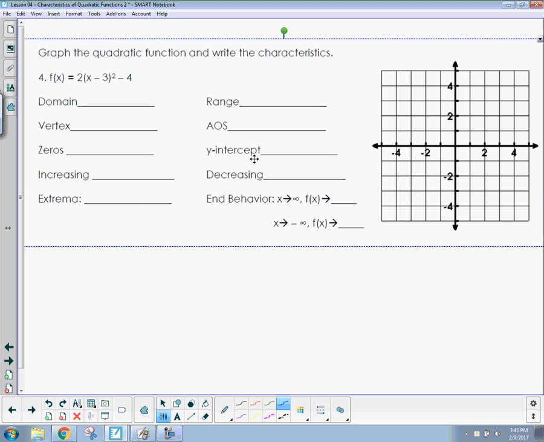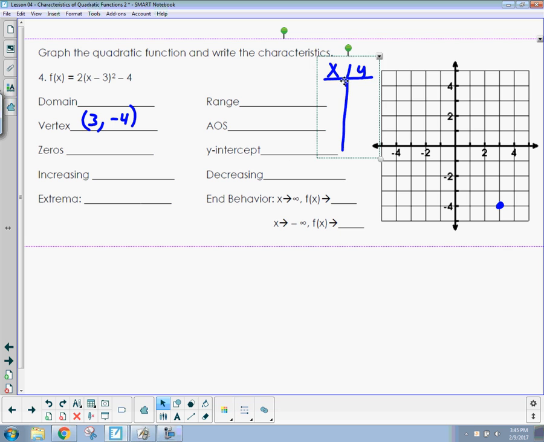Graph the quadratic function and write the characteristics. All right, so here's my vertex. Remember, pull out the opposite. Strange things happen in parentheses. So (3, -4). I'm going to go ahead and start that. Let's see, (3, -4). 1, 2, 3, 1, 2, 3, 4. I'm going to need a T-chart for this one, so that's just going to get in the way. Can I move all this? I'll put it right there.